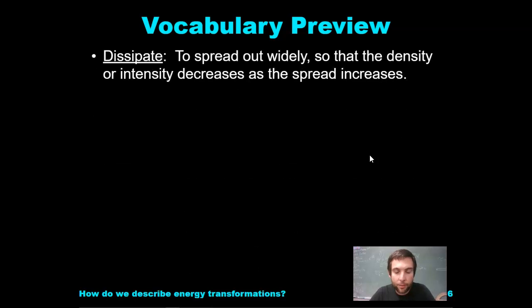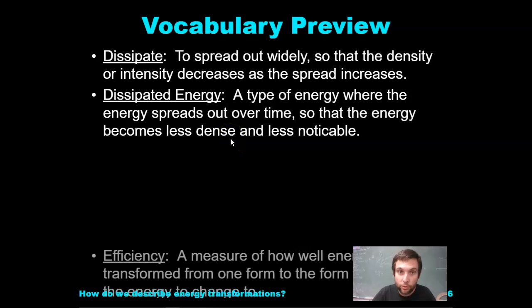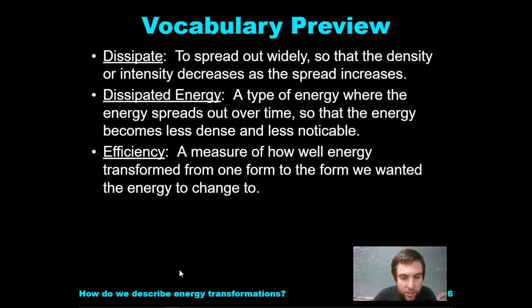All right, so vocabulary. Dissipate. That just means spread out widely so that the density or intensity decreases as the spread increases. So if you take peanut butter and you smear it all over a piece of bread, you're losing the concentration of peanut butter that was once this big glob on the bread. As you spread it out, the density of the material becomes thinner. Same thing with our energy. Dissipated energy is a type of energy where the energy spreads out over time so that the energy becomes less dense and less noticeable. Efficiency is a measure of how well energy is transformed from one form to another.